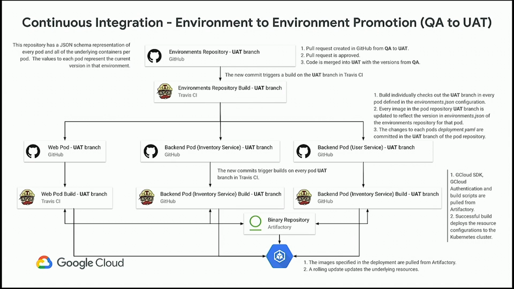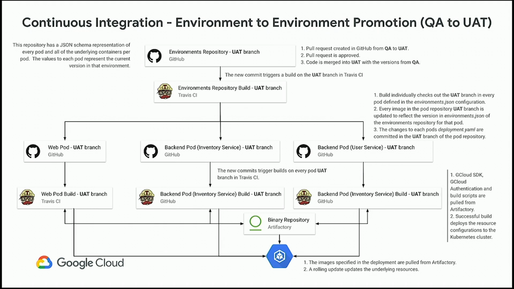So this environments repository, we look at it at the UAT branch. Again, similar process as before. A pull request is created from QA to UAT. That pull request is then approved. Code is merged into UAT with the versions from QA. And then once that happens, that new commit triggers a build on the UAT branch in Travis CI.